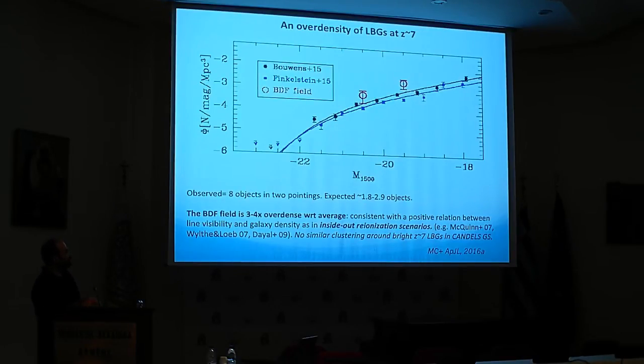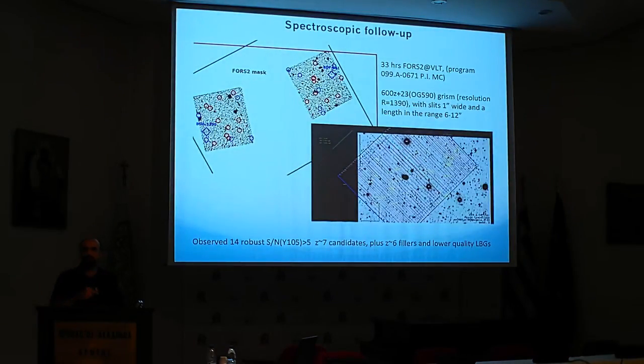And everything points to something consistent with the expectations of inside-out reionization scenarios, namely that a positive relation exists between the visibility of Lyman alpha, so Lyman alpha passing through the IGM which is locally reionized, and the galaxy overdensity. The next step, of course, was to look for spectroscopic confirmation of these galaxies, so we were granted more than 30 hours of observation with FORS2 at the VLT with the very same setup, GRISM, that we had used for confirming the other two Lyman alpha emitters.